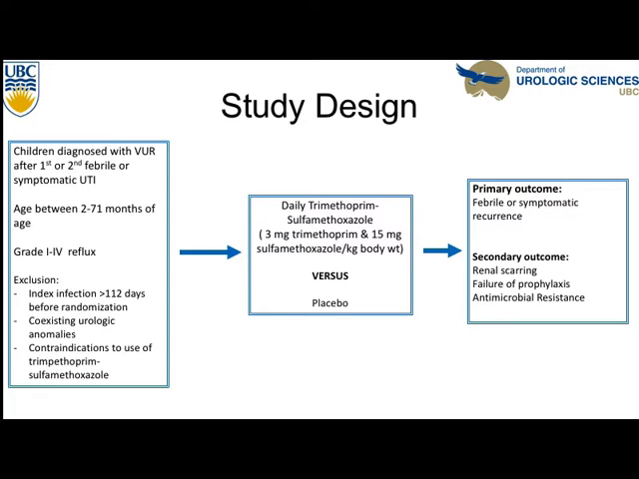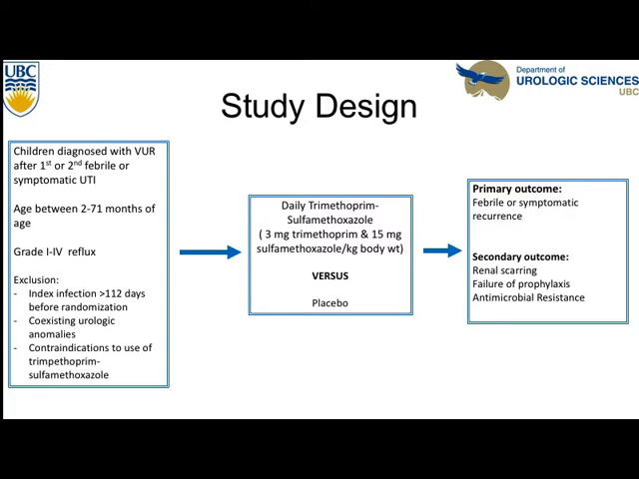Children diagnosed with VUR after their first or second febrile UTI were recruited, with an age range from 2 months to 71 months, and reflux ranging from grade 1 to 4. Exclusion criteria are written down on the left-hand side. These children were then randomized to receive antibiotic prophylaxis with trimethoprim-sulfamethoxazole versus placebo.